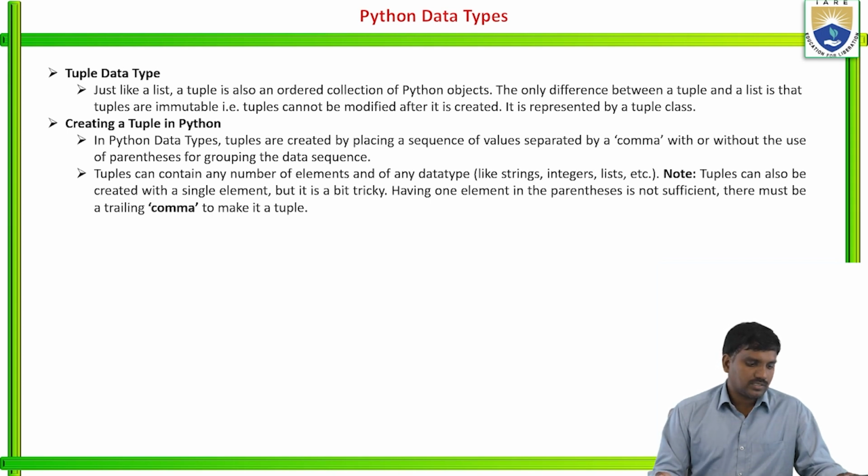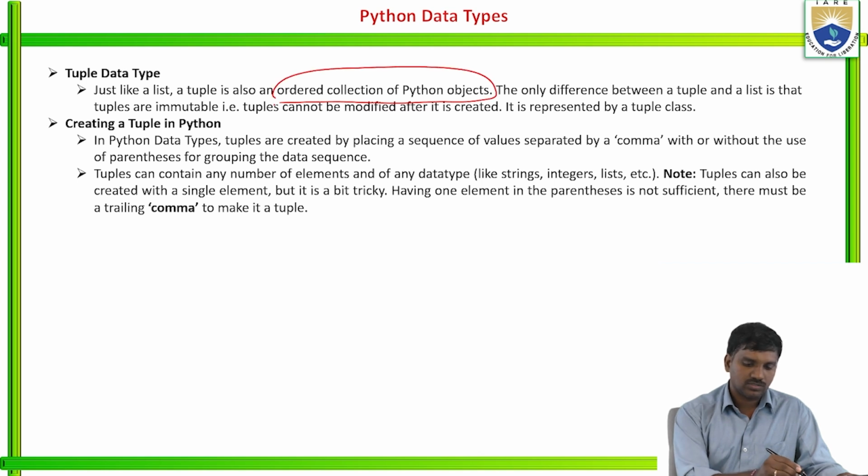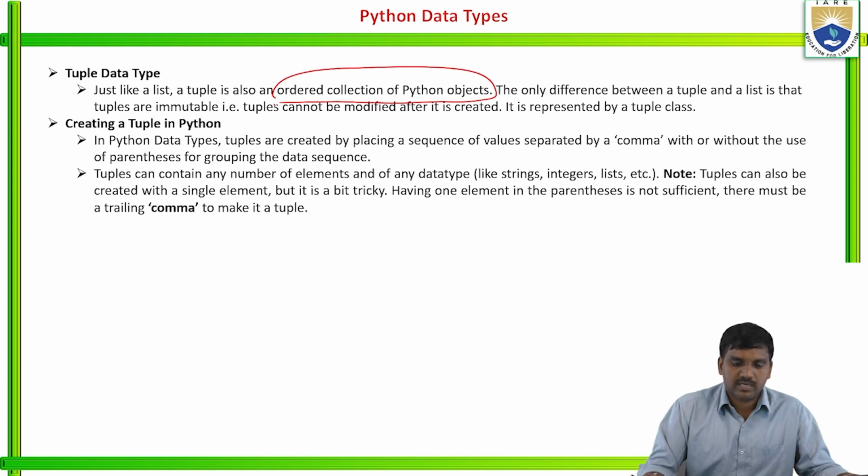So what is a tuple? It is just like a list. It is also known as an ordered collection of Python objects. The only difference between a tuple and a list is that tuples are immutable. That is, tuples cannot be modified after they are created.